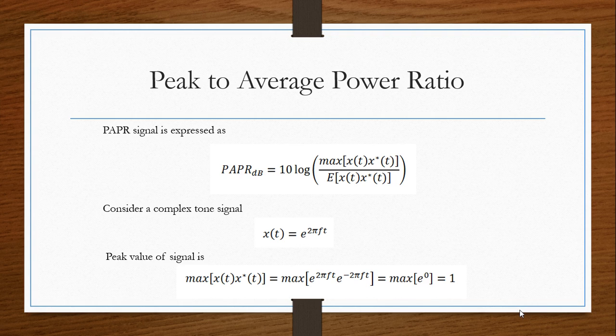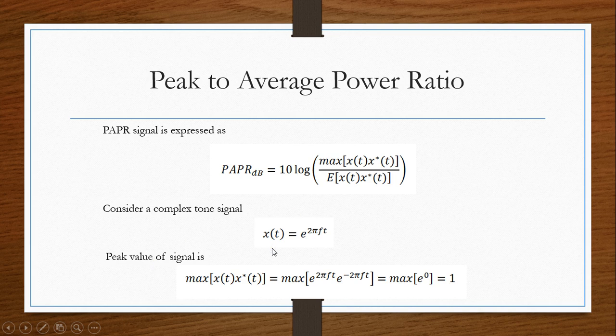As you can see, the PAPR is expressed as 10 log of the maximum of x of t, just consider it as a complex tone signal, which is defined in the next statement. This term is the conjugate of the complex signal. So if I consider the peak value, PAPR is basically the logarithmic ratio of the maximum value of the product to the mean value.